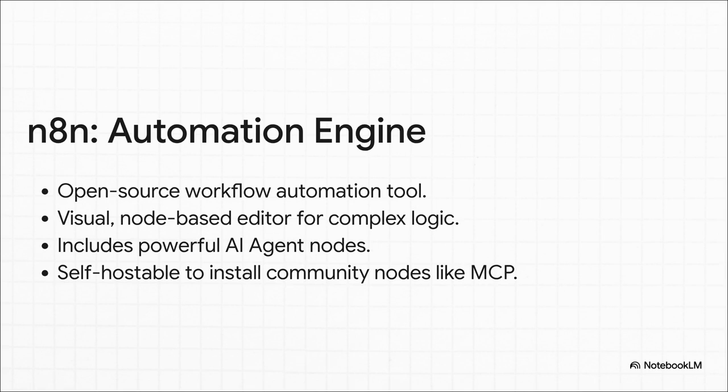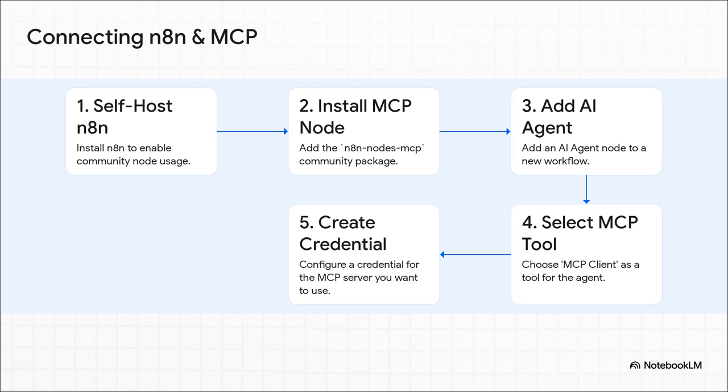But the real key here, the secret sauce, is that you can self-host it. And that means you can install all sorts of community-built modules, including, you guessed it, a node for MCP. And you know what? Getting these two to work together is surprisingly easy. Seriously, you get your n8n instance up and running, you install that MCP community package, and then you just drag an AI agent node into your workflow.